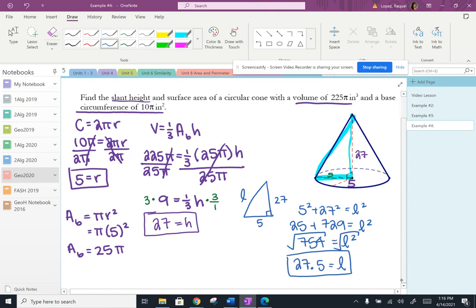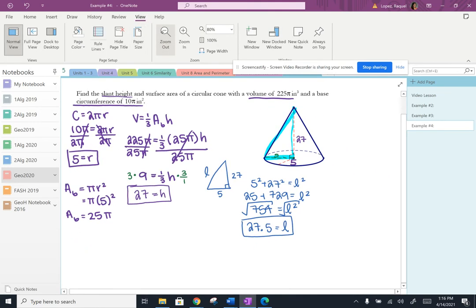And then the next thing that they want us to find is the total surface area. So let me zoom out a bit here. So remember, to find my total surface area, it's the area of the base plus pi r l, because pi r l represents our lateral area. So I know the area of the base is 25 pi. So I have 25 pi plus pi, the radius is 5, and the slant height was 27.5. So I'm going to do 27.5 times 5.